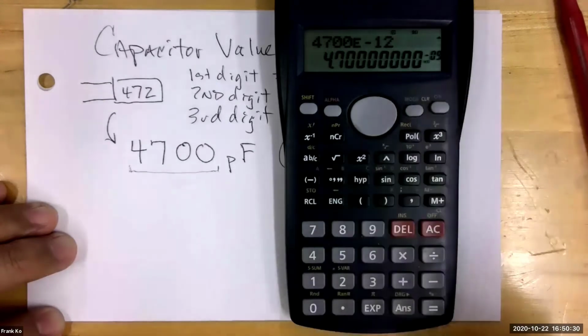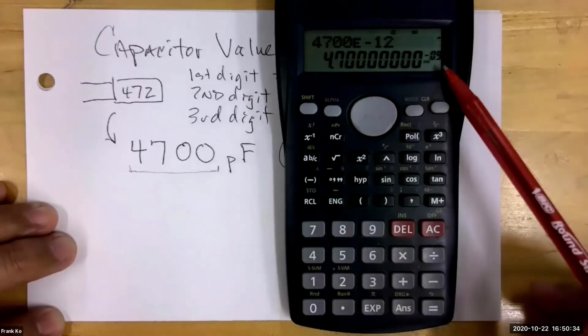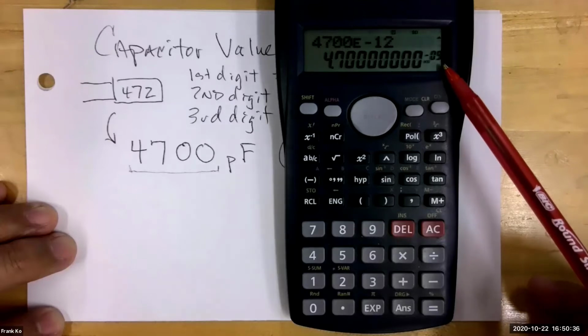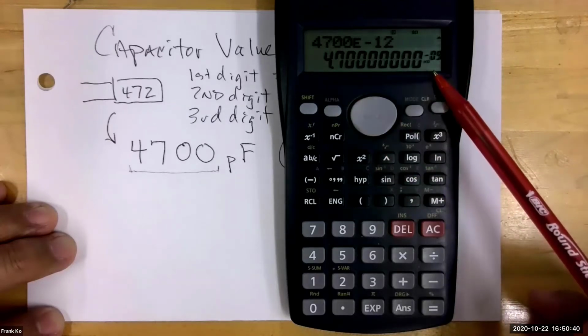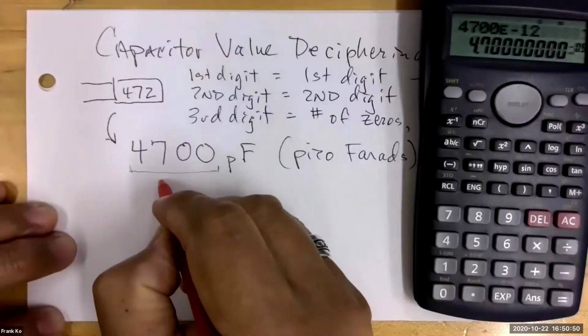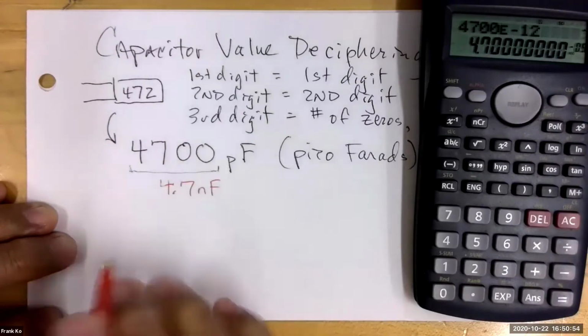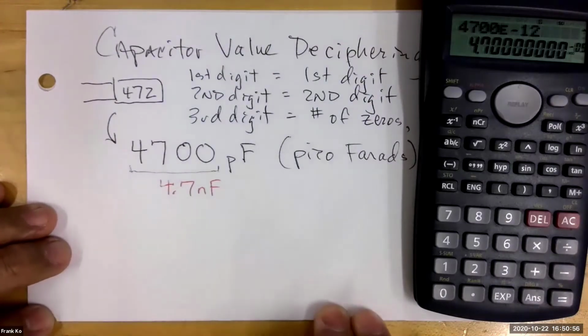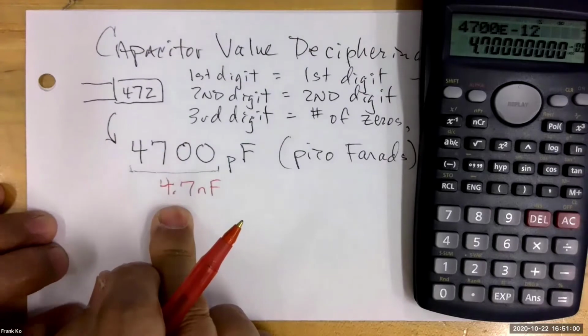It happened to give us engineering mode. How do I know? Because my power of 10 is a multiple of 3, yeah? So this is 4.7 times 10 to the negative 9. Would this normally be interpreted as 4.7 nanofarads? Okay. Yeah, in proper engineering notation, this would be interpreted as 4.7 nanofarads.